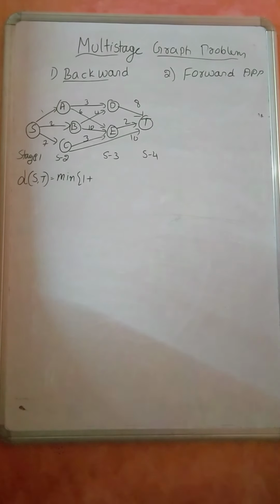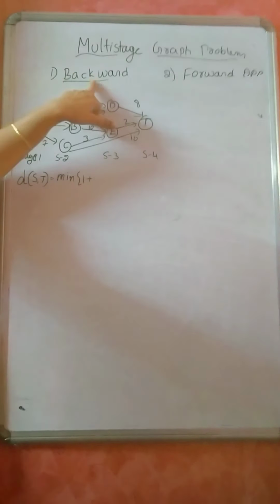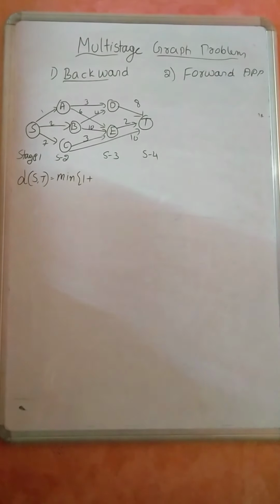As the name indicates, multi-stage. Here the vertices will be in the form of different stages, with a source vertex at the first stage and the destination vertex at the last stage. You need to find the shortest path from source to destination, so that whatever path you find should be the minimum path. That is the multi-stage graph problem. There are two methods to solve it: one is the backward approach and the other is the forward approach.